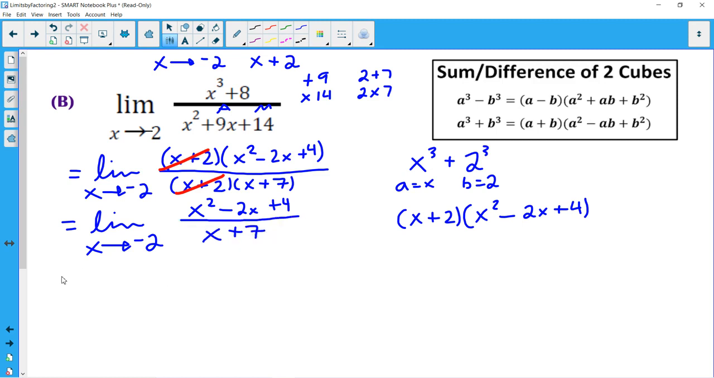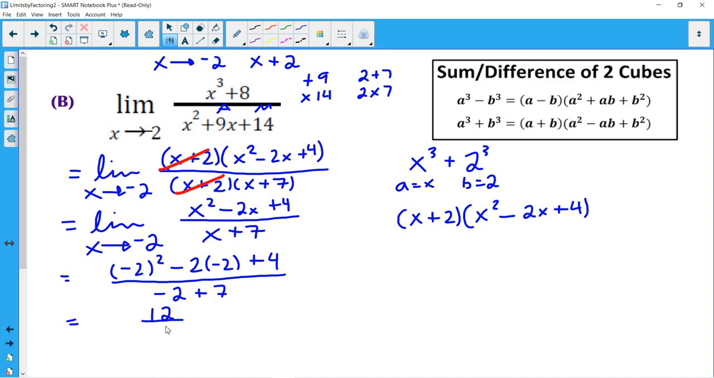Just like that. And now once I cancel, I'm not thinking about factoring. I'm not thinking about anything else. I'm thinking about subbing. So I get negative 2 squared minus 2 times negative 2 plus 4, divided by negative 2 plus 7. So on the top, I get negative 2 squared is 4. And then plus 4, so it ends up 3 4s all added together, so that's 12. And on the bottom, negative 2 plus 7 is 5. And there you have it.